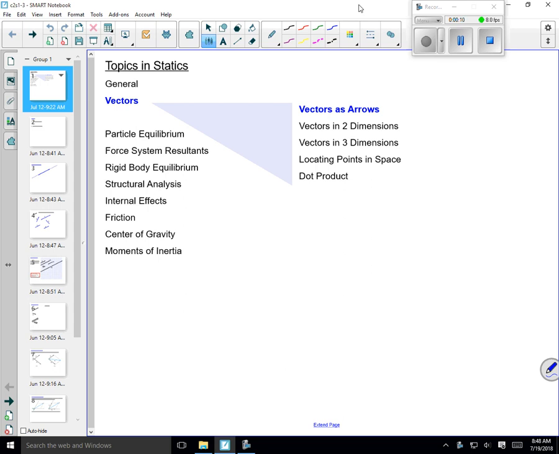Vectors are tremendously important in physics and engineering, and we're going to try and get a handle on how to deal with them in a practical nature.